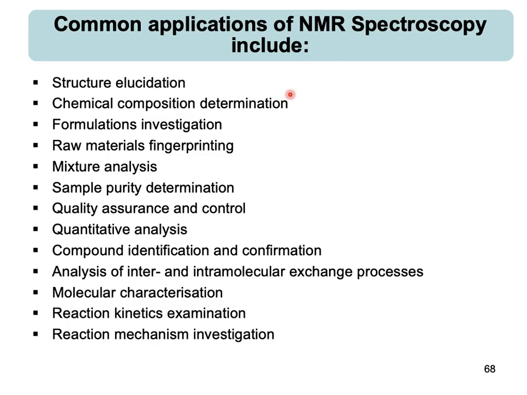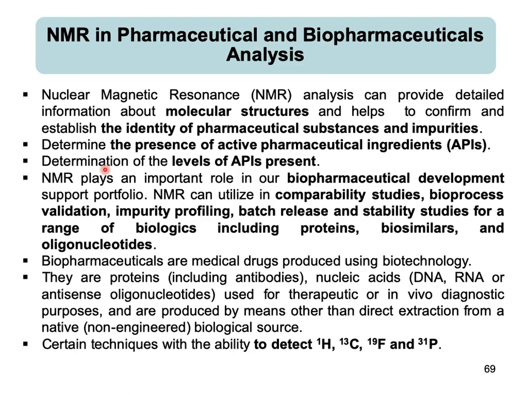These are also some other common applications of NMR. It could play a very important role in structural elucidation, chemical composition, formulation, raw material, mixture analysis, sample purity determination, quality assurance and qualitative analysis, compound identification and confirmation, analysis of inter and intramolecular exchange processes, molecular characterization, reaction kinetics, and reaction mechanism. These are the most common applications of NMR spectroscopy, right?